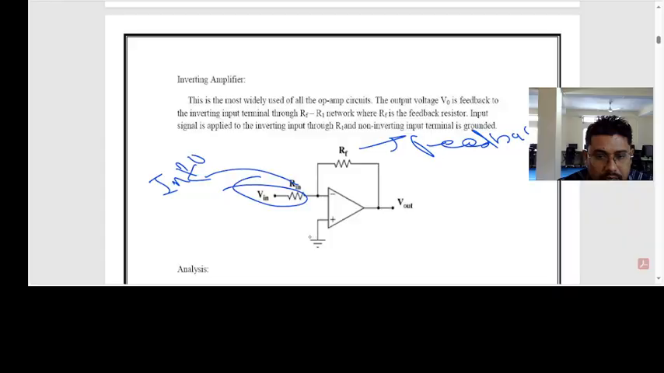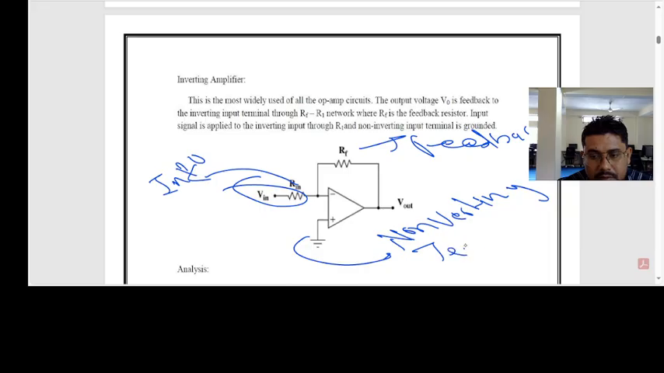This is the non-inverting terminal, and it is grounded.